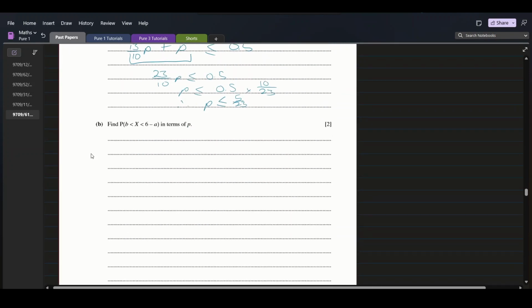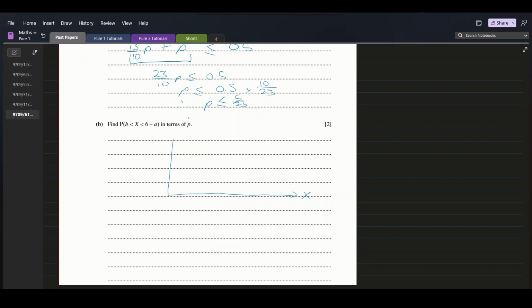Part B. Find the probability that x is between b and 6 minus a in terms of p. So let's draw a diagram again. This would be our x-axis, and that's our y. We've got our PDF, and it runs from 0 to 6 with the median being 3, and we know that we have b being somewhere here and a being somewhere there. So 6 minus a is symmetrical to this region over here, and it would be somewhere here. This would be 6 minus a. That would be that region.